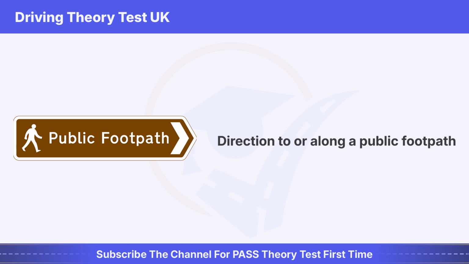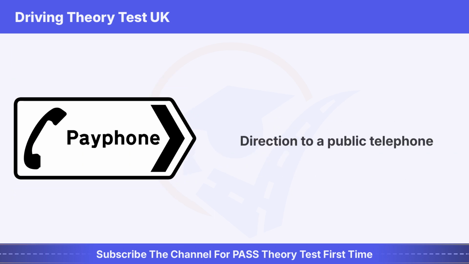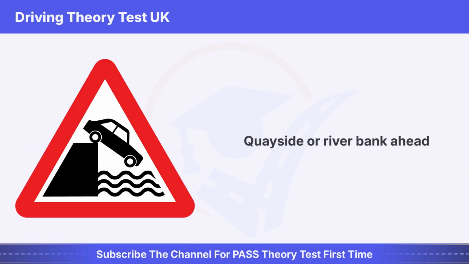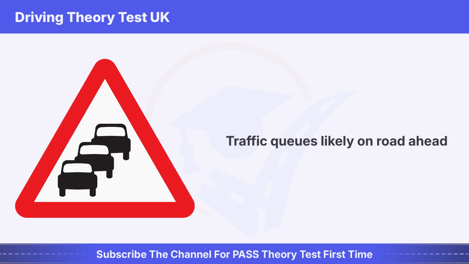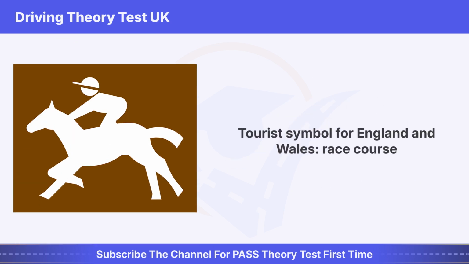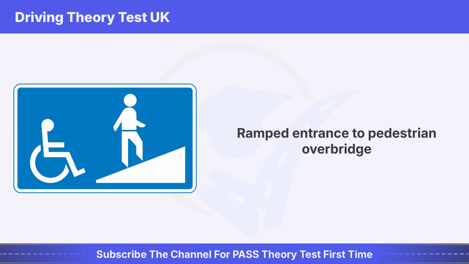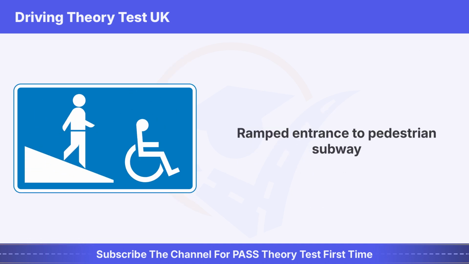Direction to or along a public footpath. Direction to a public telephone. Quayside or riverbank ahead. Traffic queues likely on road ahead. Tourist symbol for England and Wales, racecourse. Ramped entrance to pedestrian overbridge. Ramped entrance to pedestrian subway.